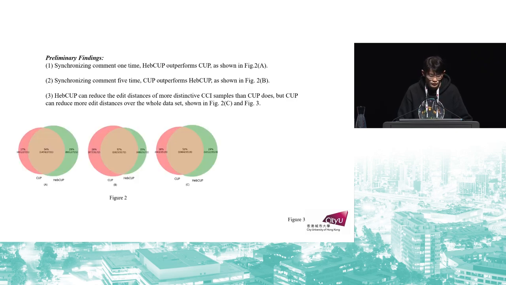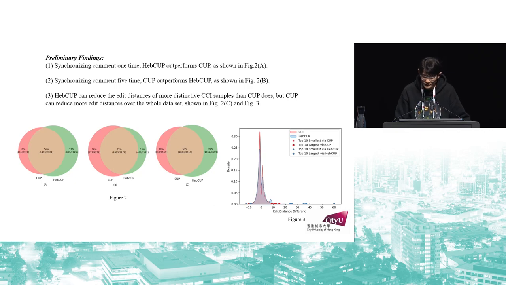From figure 2A, we found that HEBCOP can correctly synchronize more distinctive CSI samples than COP does within the first attempt. From figure 2B, we found that COP can correctly synchronize more distinctive CSI samples than HEBCOP does with 5 attempts. And from figure 2C and figure 3, we found that HEBCOP can reduce the edit distance for more distinctive CSI samples than COP does. But COP can reduce more edit distance over the whole data set on average.